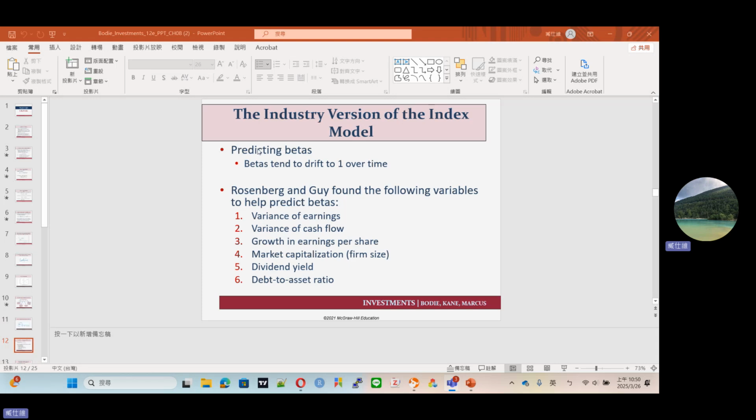But right now, we have a problem here, because the beta tends to change. If you want to predict the beta, some researchers, Rosenberg and Guy, found the following variables help to predict beta, for example variance of earnings, variance of cash flow, etc. This is just for your reference.